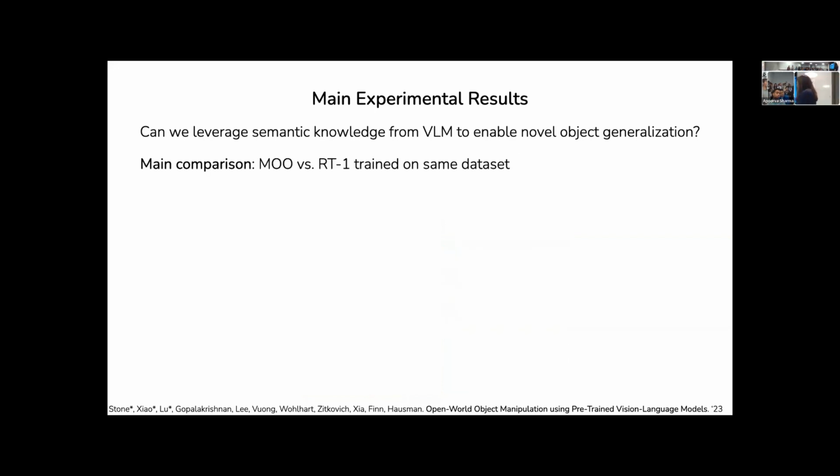Cool. And so the main comparison to actually understand the answer to this question is whether or not MOO versus RT1 trained on the exact same data set, what that comparison looks like. And it's also worth noting that RT1 actually uses an ImageNet pre-trained encoder, so it actually does have a lot of knowledge from static image data sets, but that doesn't necessarily mean it will actually be able to leverage that semantic information to solve new tasks.